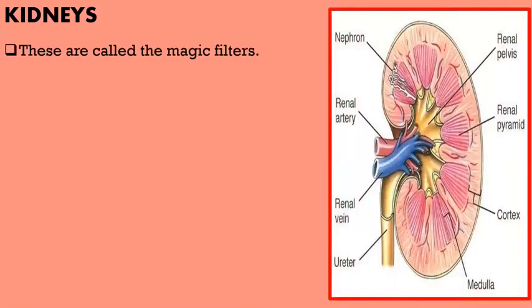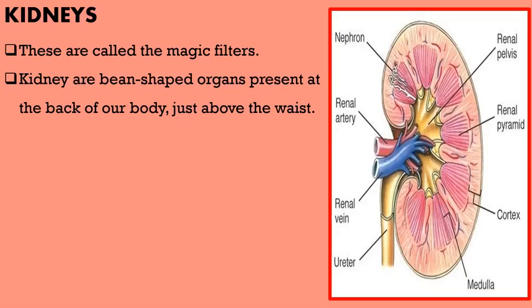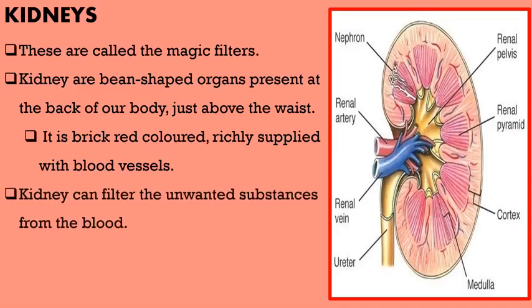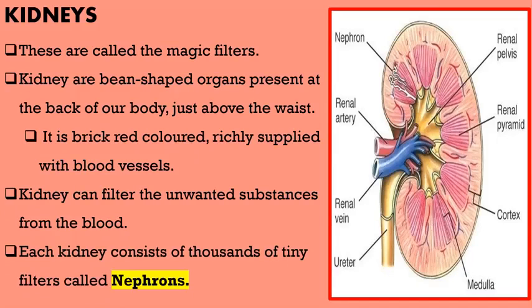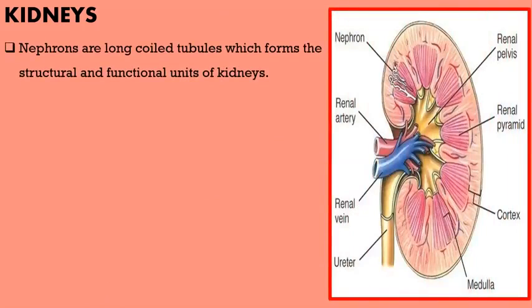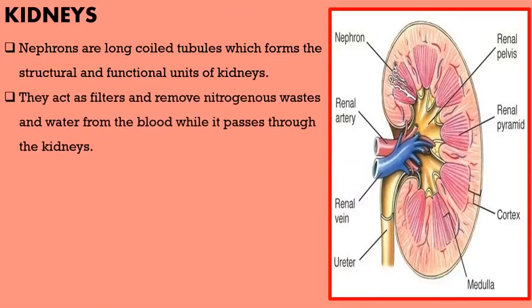Let's talk about kidneys. These are called the magic filters. Kidneys are bean-shaped organs present at the back of our body just above the waist. They are brick red in color, richly supplied with blood vessels. Kidneys can filter the unwanted substances from the blood. Each kidney consists of thousands of tiny filters called nephrons. Nephrons are the structural and functional unit of kidney. Nephrons are long coiled tubules which form the structural and functional unit of kidneys. They act as filters and remove nitrogenous wastes and water from the blood while it passes through the kidneys.